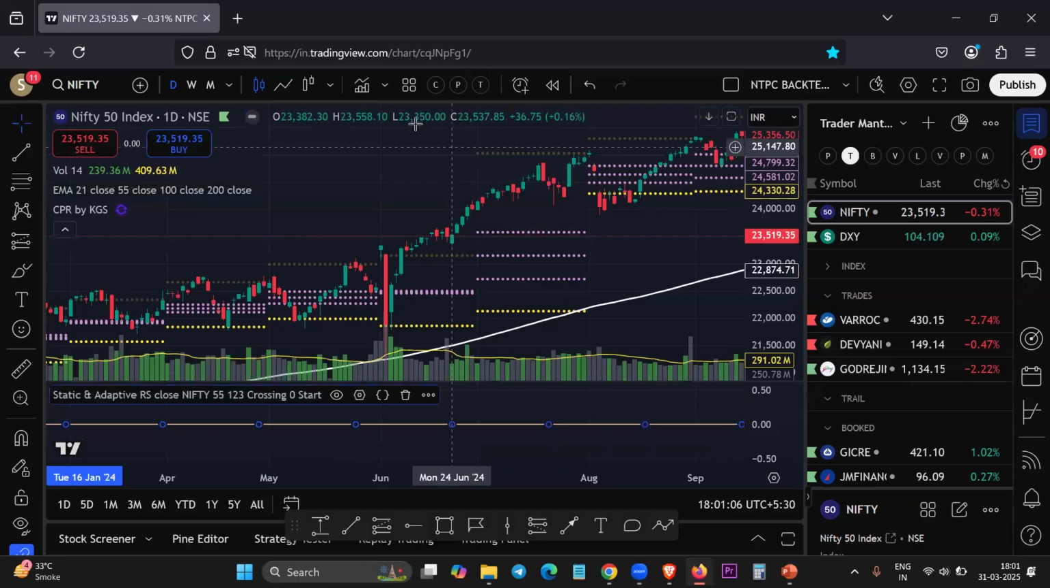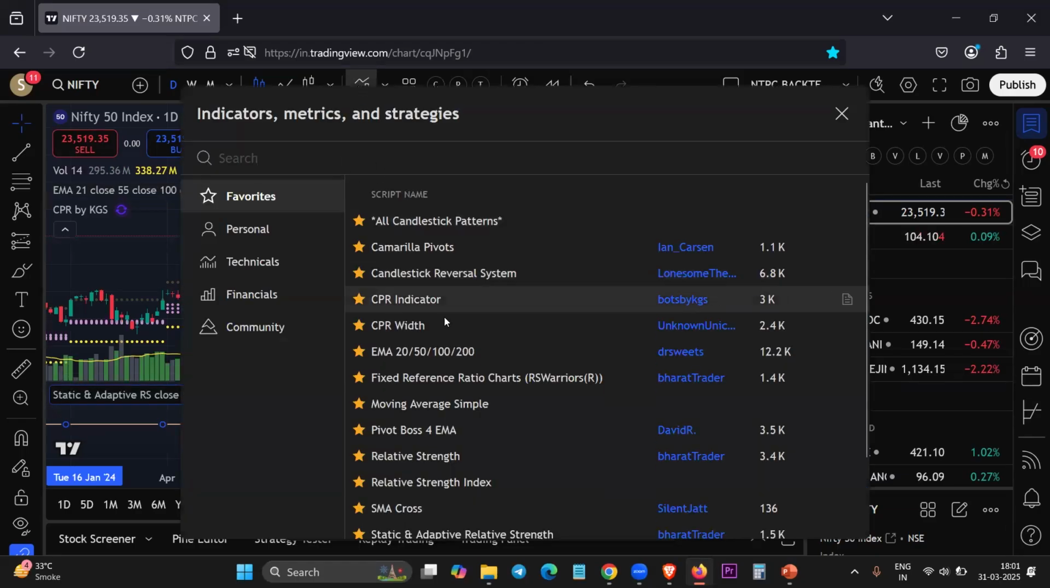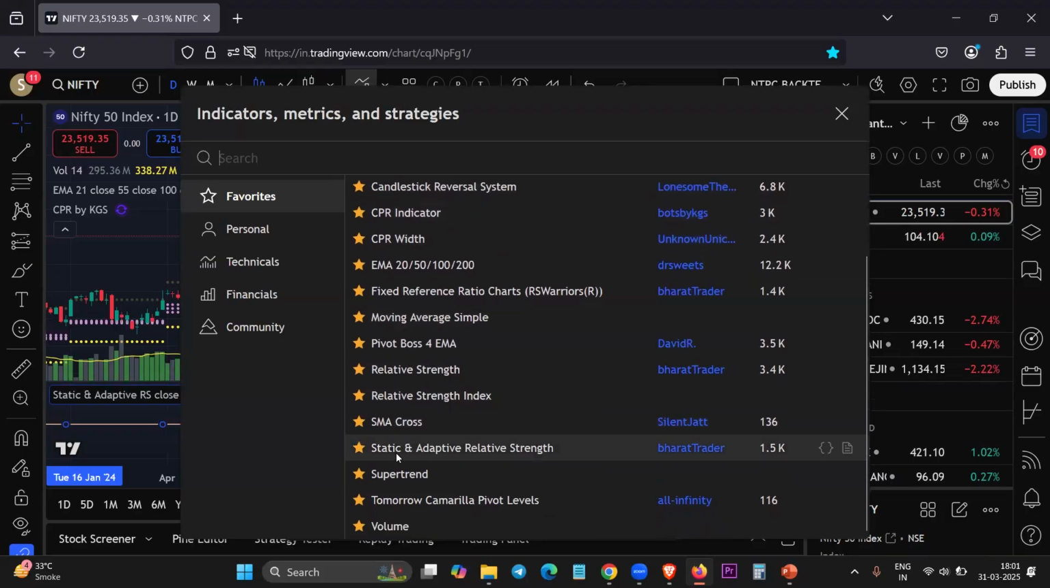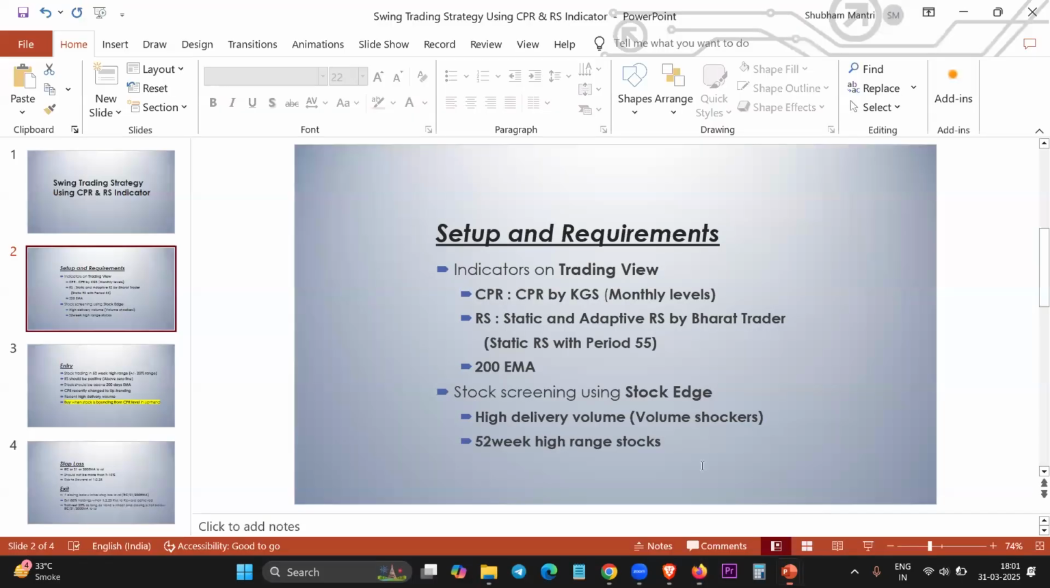All these indicators you can find in the public library. Here you can just search CPR by KGS, and the other is Static and Adaptive Relative Strength by Bharat Trader. So this was about the indicators.